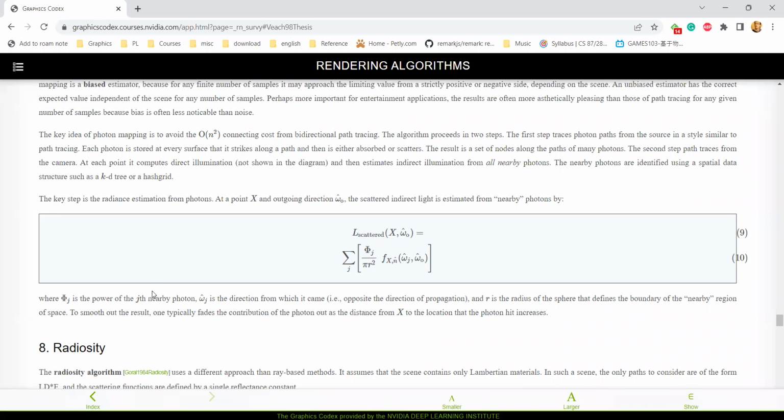To smooth out the result, one typically fades the contribution of the photon out. That's why R is a constant, and the contribution decreases as the distance from x to the location that the photon hit increases.